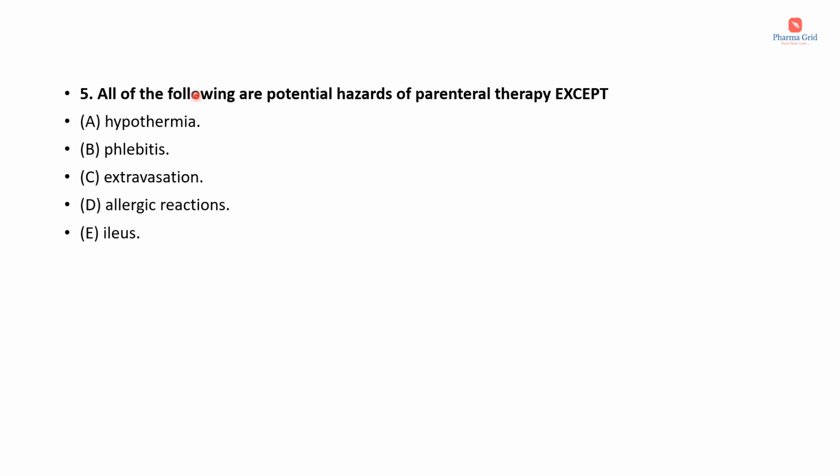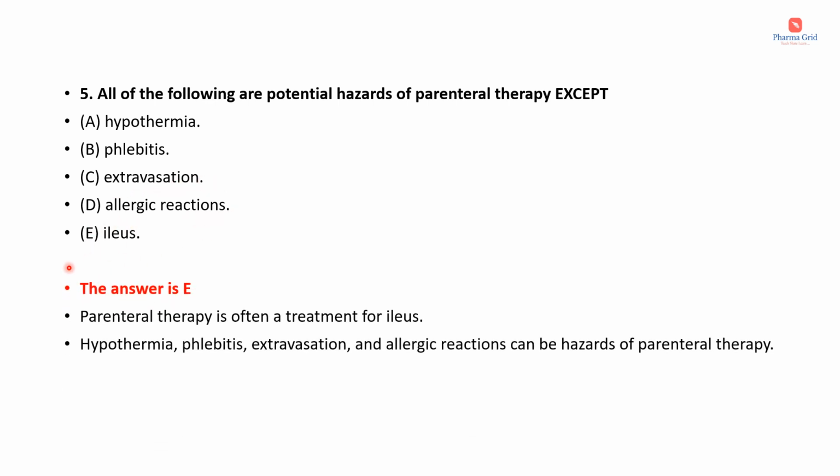All of the following are potential hazards of parenteral therapy except: hypothermia, phlebitis, extravasation, allergic reactions, ileus. Correct answer is option E, that is ileus. Parenteral therapy is often a treatment for ileus. Hypothermia, phlebitis, extravasation, and allergic reactions can be hazards of parenteral therapy.